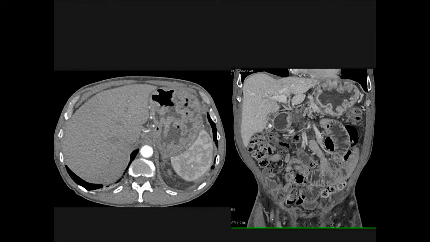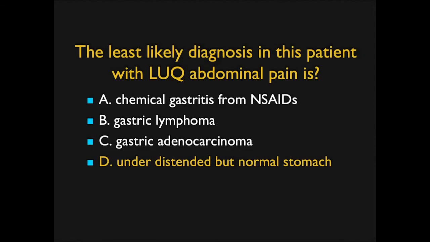In fact, this was a case of chemical gastritis. I thought it was malignancy. This patient was scoped, and it came back chemical gastritis on biopsy from NSAIDs. We do talk about how the fact that you can be fooled at times, that sometimes inflammatory disease, particularly gastritis due to drugs, can simulate malignancy, particularly early malignancy. The one thing this is not is a normal stomach that's not distended. We do make the point that when the stomach is not distended, you can be fooled. But here, the stomach is well distended, and those folds are markedly thickened, and you can see the abnormal enhancement. So the least likely is number D.